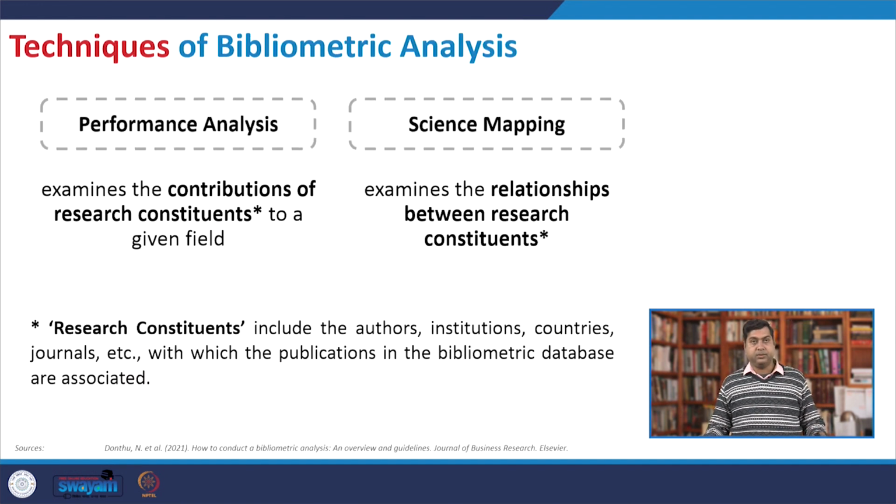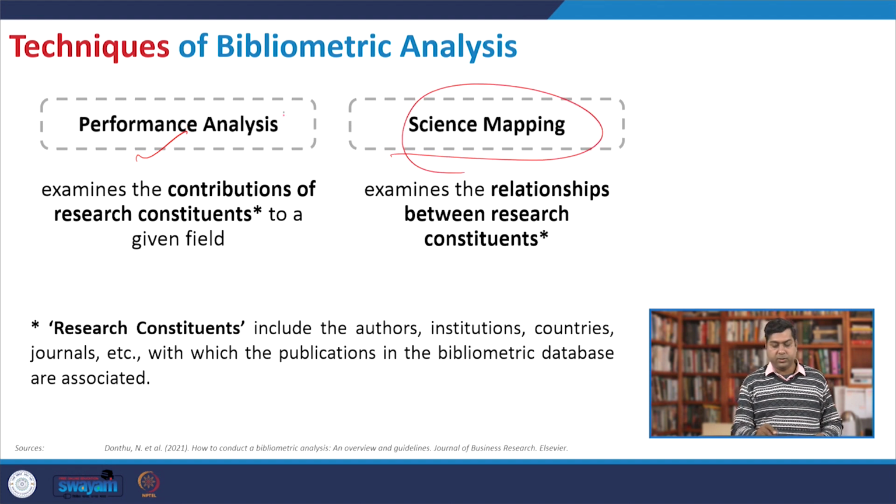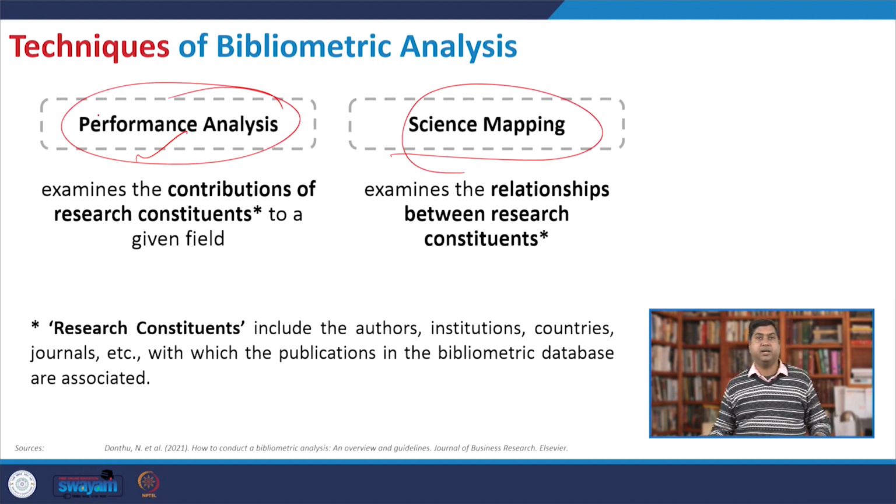Now, in the process of bibliometric analysis, we also do performance analysis and then science mapping. These are two important terminologies that as researchers we should know. So, what is performance analysis? It examines the contribution of research constituents, and then science mapping goes a little deeper into it, the relationship between the research constituents. So, what is a research constituent?